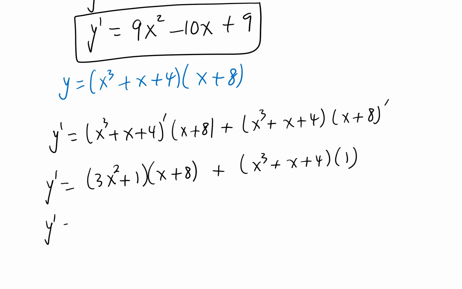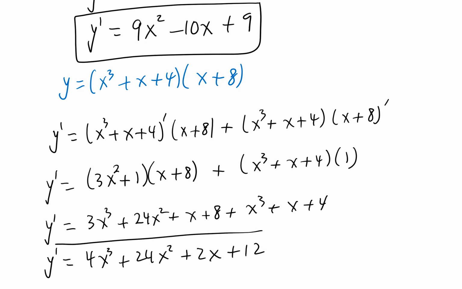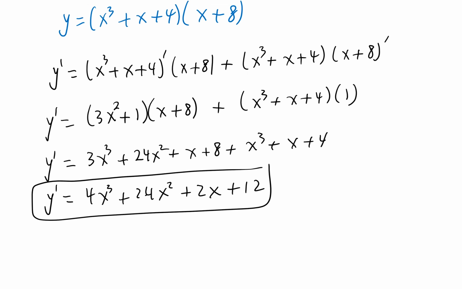Then we need to distribute all of this. 3x cubed plus 24x squared plus x plus 8, plus x cubed plus x plus 4. Let's see what we get. 4x cubed plus 24x squared plus 2x plus 12. Any questions about the product rule?